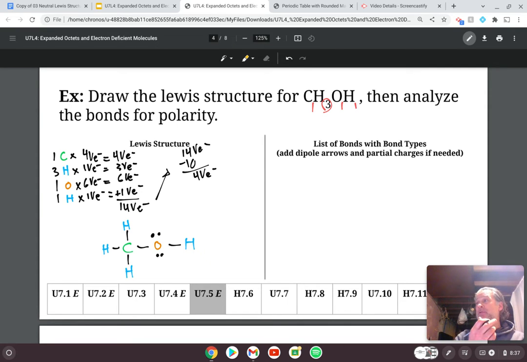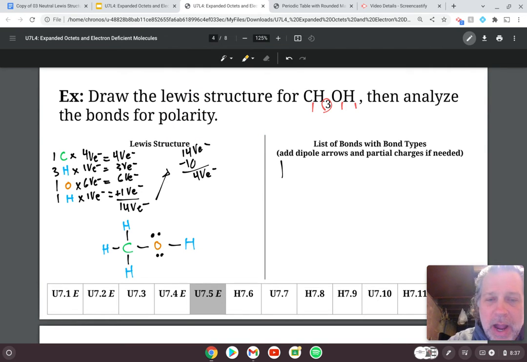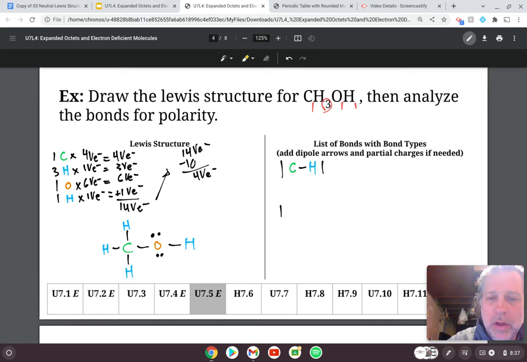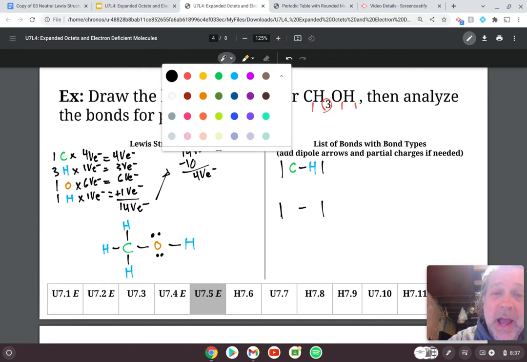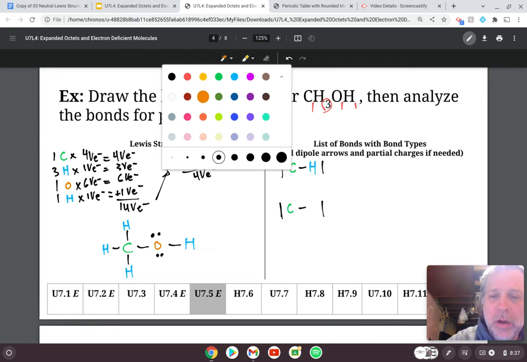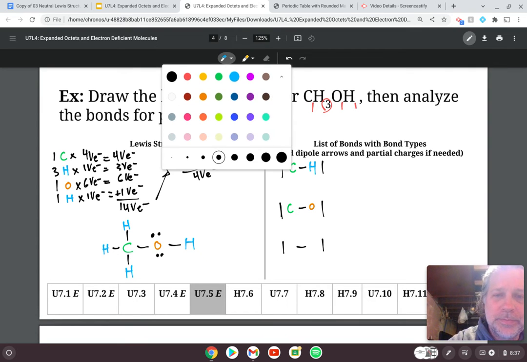Now, the last thing we have to do is identify the type of bonds that are present. So I'm going to go through and do the same process that we've been doing. So I have carbon and hydrogen, and looks like I'm going to have carbon and oxygen. And then this structure also has oxygen and hydrogen.